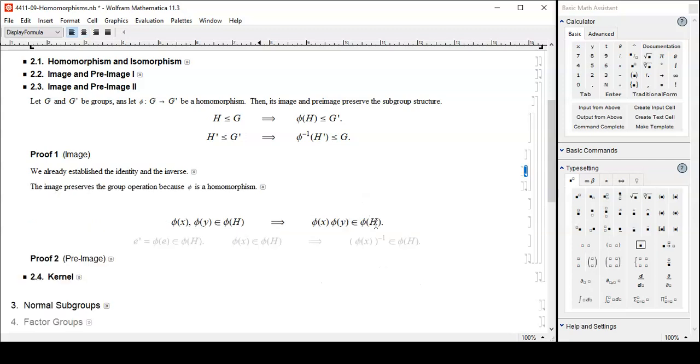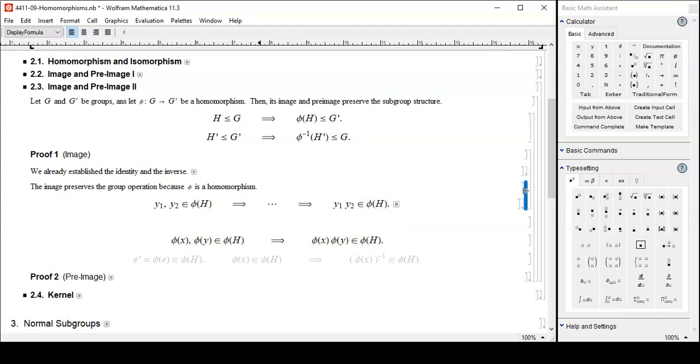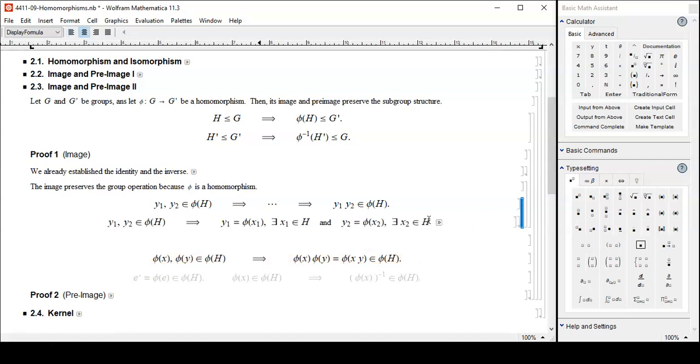Now, how to prove the first one here? The image preserves the group operation. Well, that's what we have to prove. But you can move it down to here. And then, can you see that phi of x times phi of y is, as a matter of fact, phi of x times y? Do you see that? And x times y should be back in H because H is a subgroup and it is closed under the operation in G. Do you see that? Well, that's the technique we are going to use here.